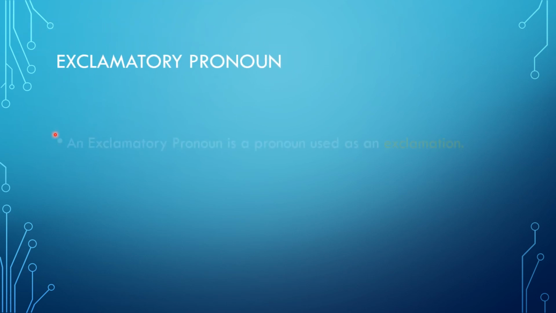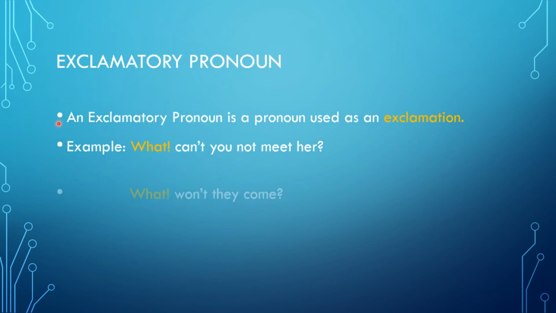Exclamatory pronoun. An exclamatory pronoun is a pronoun used as an exclamation. Look at the following example. What? Can't you not meet her? So after what there is an exclamation mark. So this what is an exclamatory pronoun.